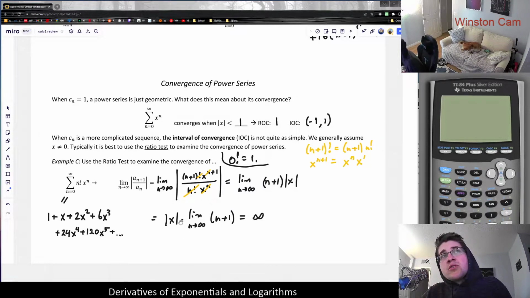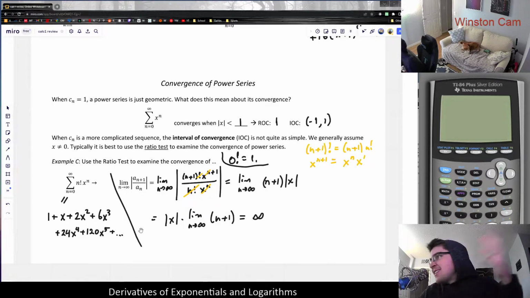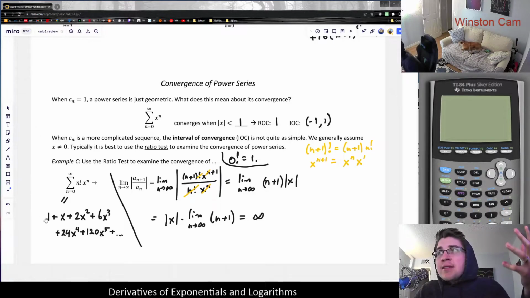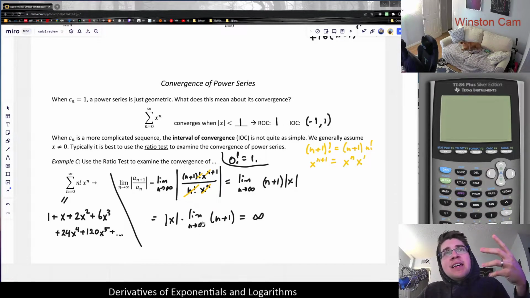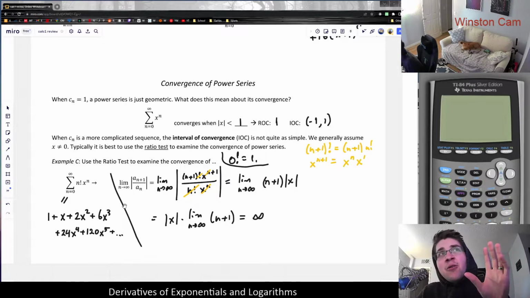If x were 0, however, and thinking about the power series itself, this is kind of a dumb component of the power series. If x were 0, well, we'd have 1 plus 0 plus 0 plus 0 plus 0 plus 0. It's like in a polynomial, right? If you plug in 0, the whole thing is 0, even if it's an infinite polynomial, except for that constant term. So technically, this power series converges if x is 0. However, if x is not 0, this limit is infinity.